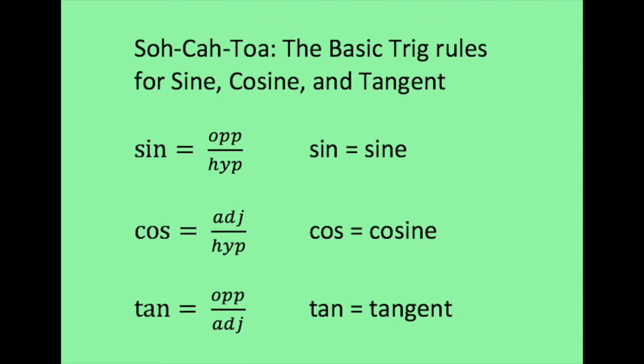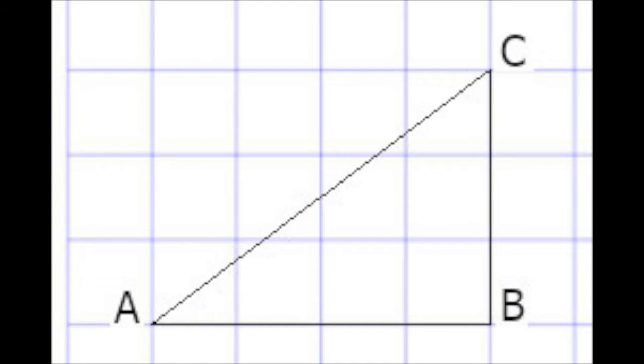Let's put this into practice. Here I have a triangle ABC. What is the sine of angle A? Well, sine is opposite over hypotenuse. So it is BC over AC. That is 3/5, or 0.6.